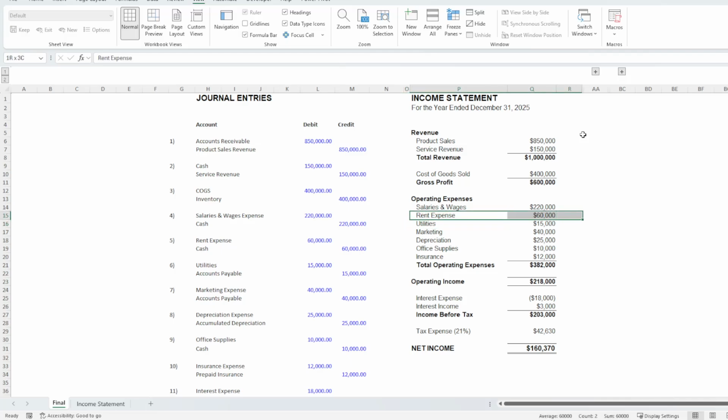We also have rent expense for $60,000 for the year. So we're going to debit rent expense for $60,000, and we're also going to credit cash, assuming that we paid off our rent to the landlord.